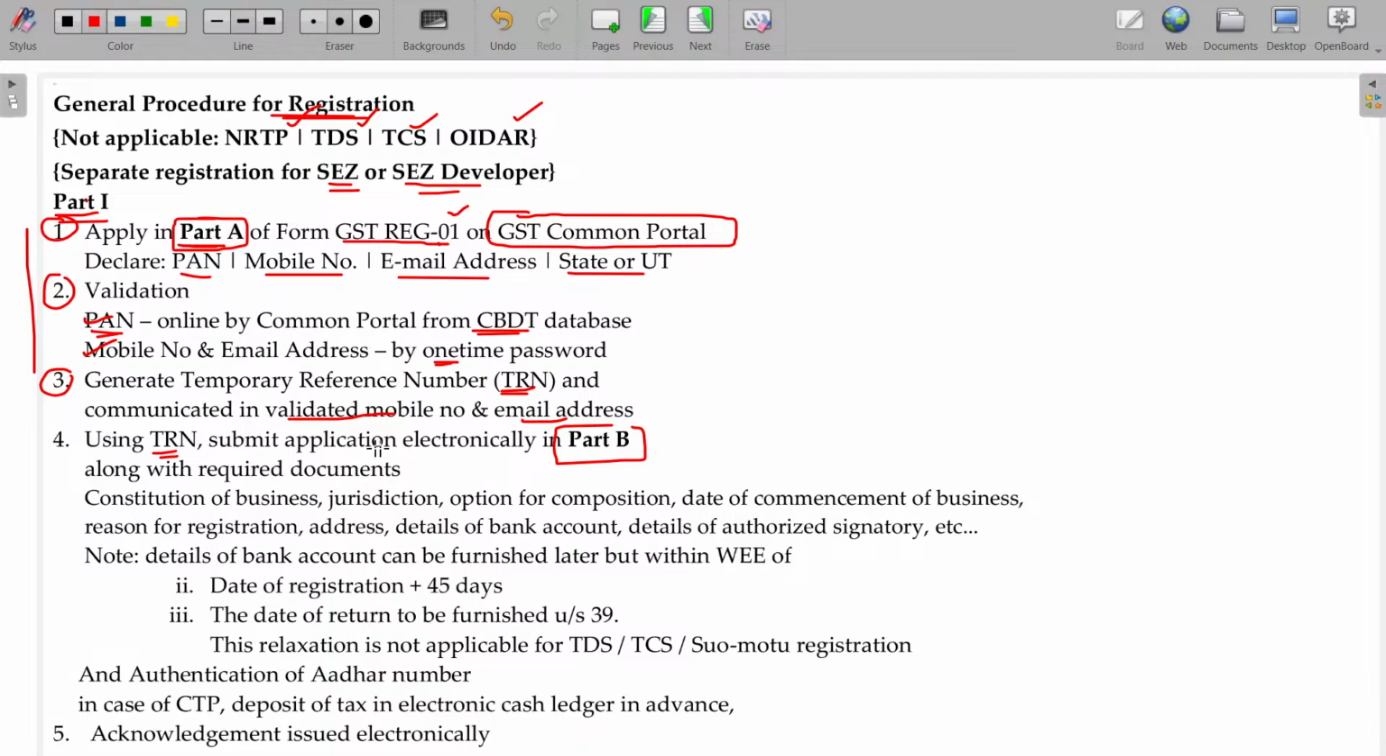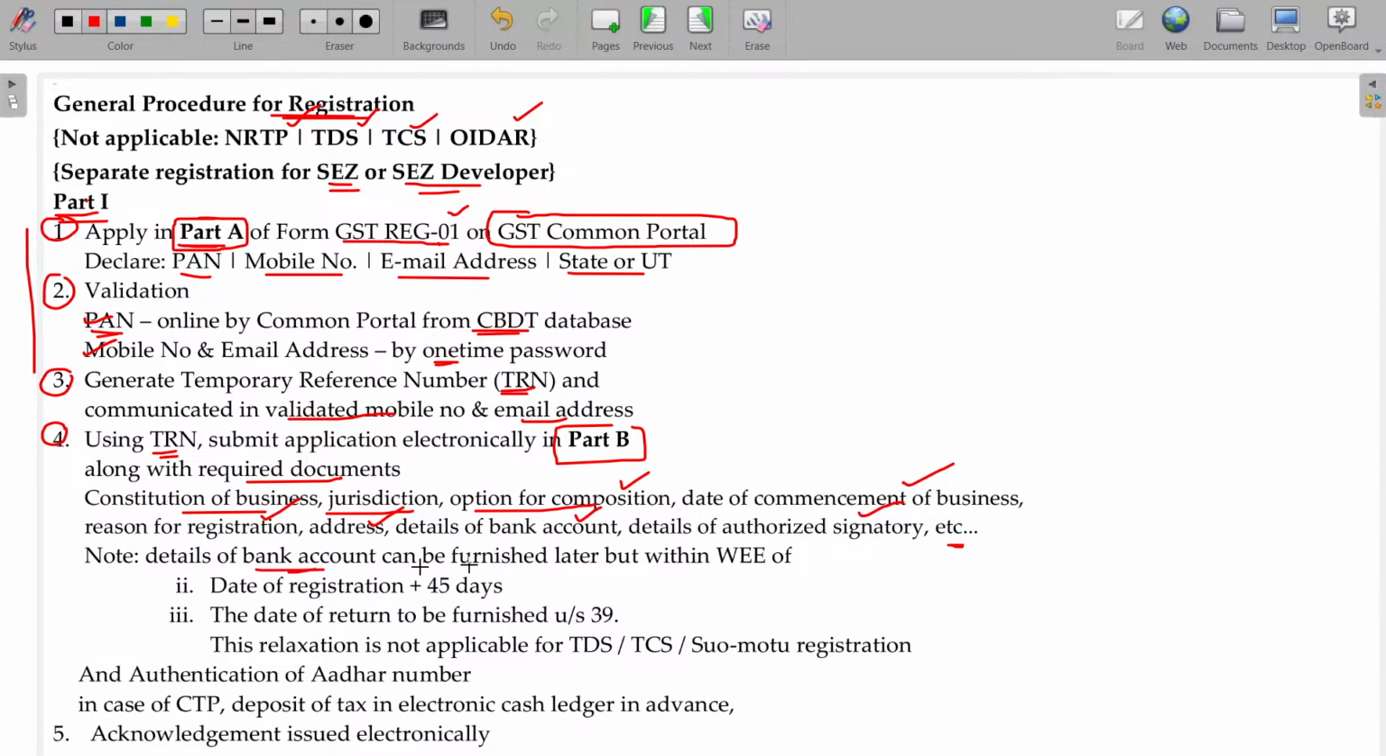Using the TRN, submit the application electronically in Part B, along with the required documents. In case of business, the constitution of business, who are the partners or owners and directors, the jurisdiction where it is applicable, the option for whether you are a composition taxpayer or regular, when you commenced your business, reason for registration, address, bank details, and authorized signatory. Everything will be updated.